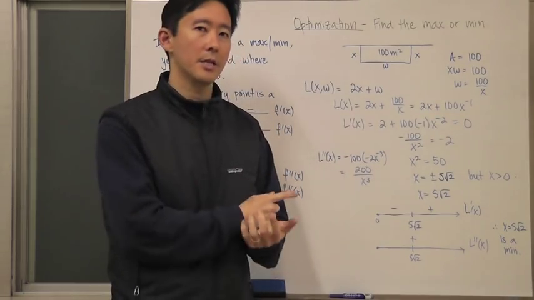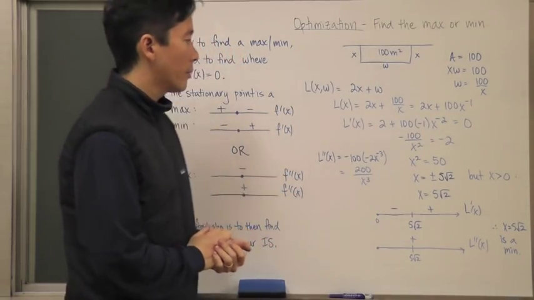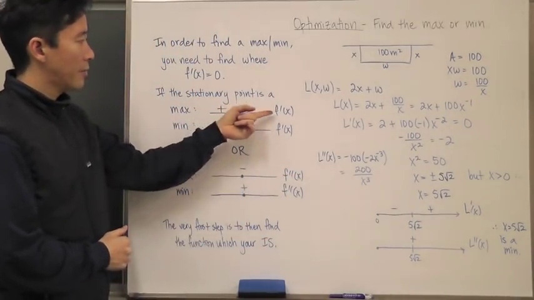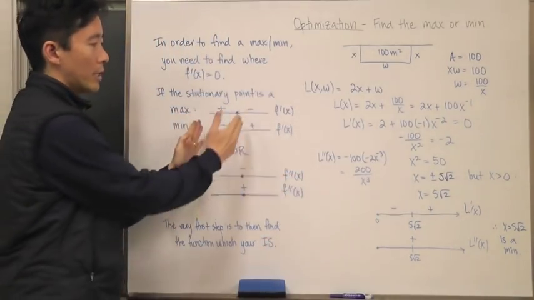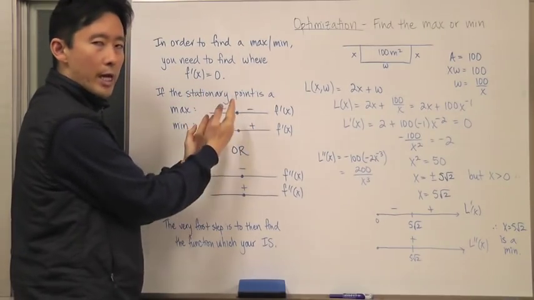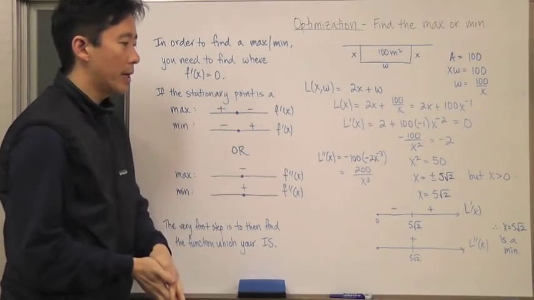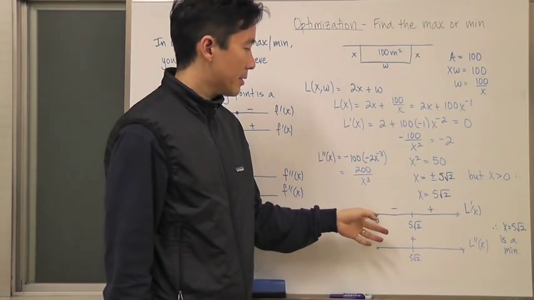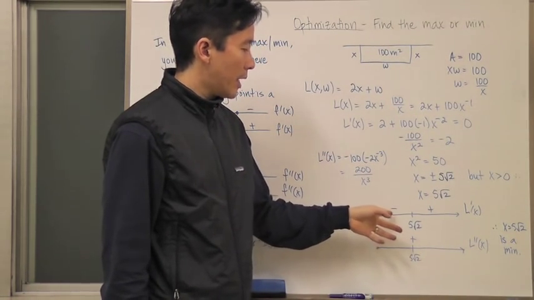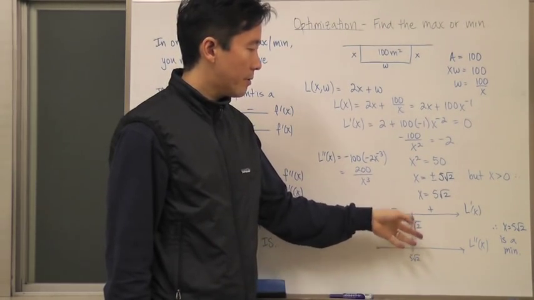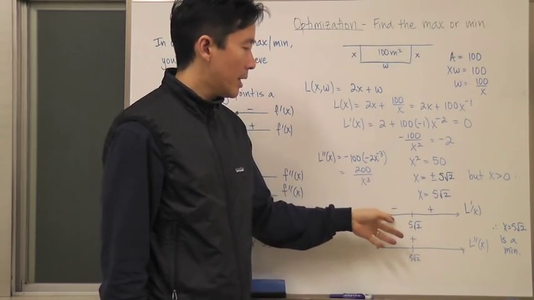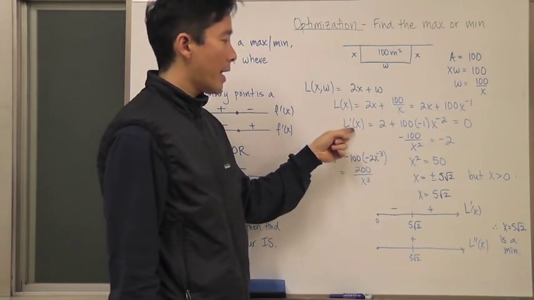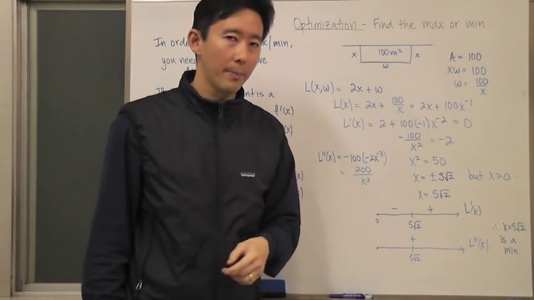Okay, now that is a stationary point. Given that, let's use the first derivative and determine what is happening on the left and right hand side of that stationary point. The minimum value can't be 0, so I'm just going to say 0 here. Anything between 0 and 5 square root of 2, because that's our stationary point, I just pick the value of 1, and if I substitute it into L prime of x, I come up with a negative value.